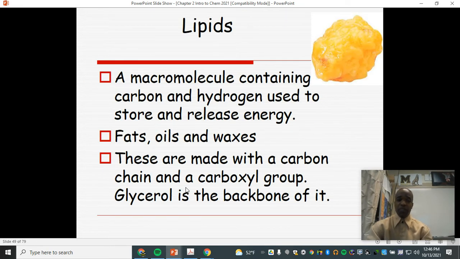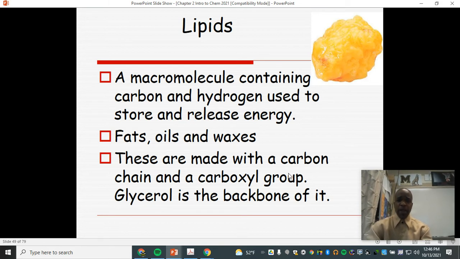Fats. Fats are lipids. Fats are oils. Fats are waxes. So sometimes I'll say lipids. Sometimes I'll say fat. Sometimes I'll say oil. Sometimes I say waxes. All these things come into thought. The large macromolecule containing carbon, hydrogen, and some oil, that oil is called glycerol. That glycerol is an oil and it is the backbone of most of these lipids.